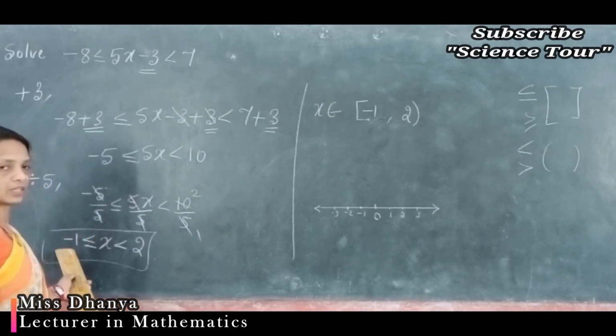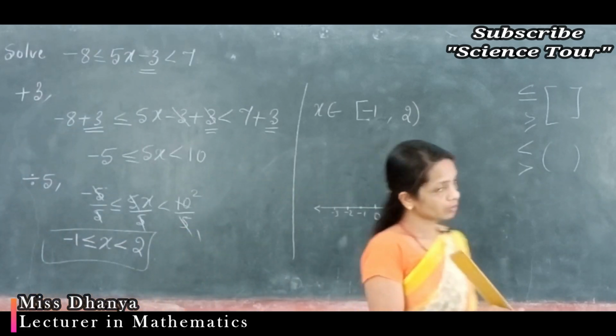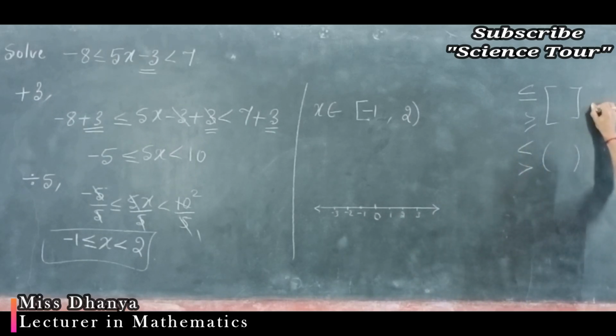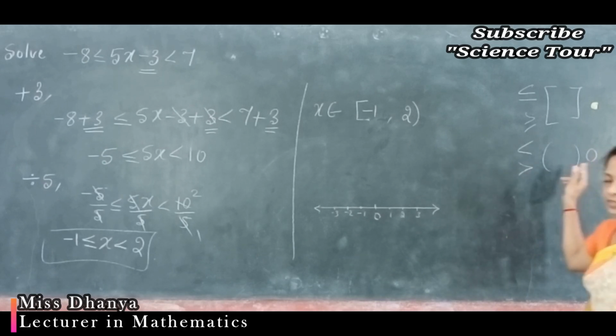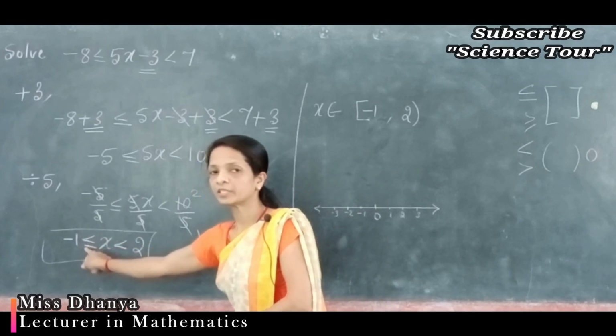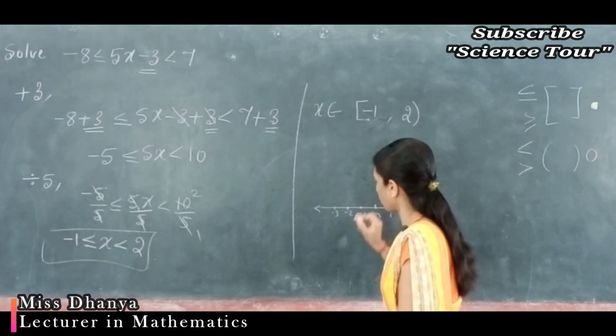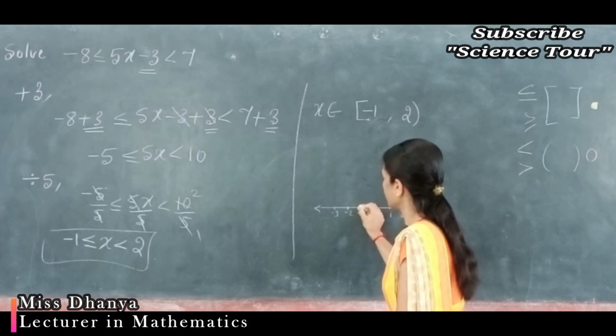On the -1 side, which circle do you have to draw? At -1 you have to draw a closed circle. Suppose you get slack symbols, then you have to draw a closed circle, meaning you draw a circle and darken it. And if you get a strict symbol, then you have to draw an open circle, meaning you draw a circle and don't shade it. Since we have a slack inequality symbol on the -1 side, at -1 you have to draw a closed circle.